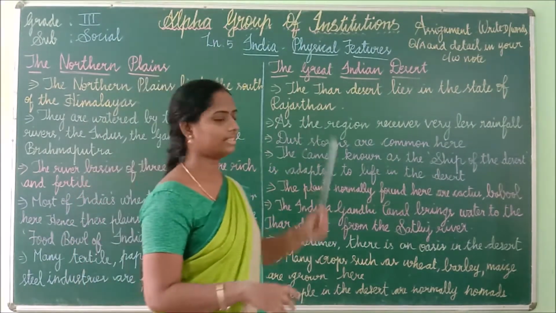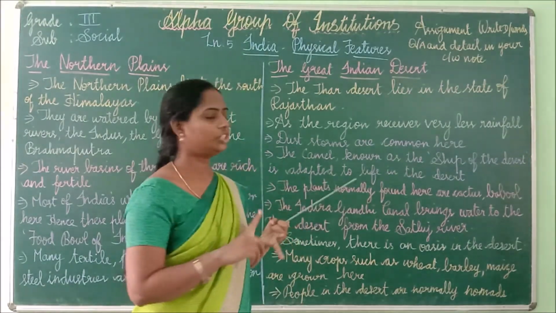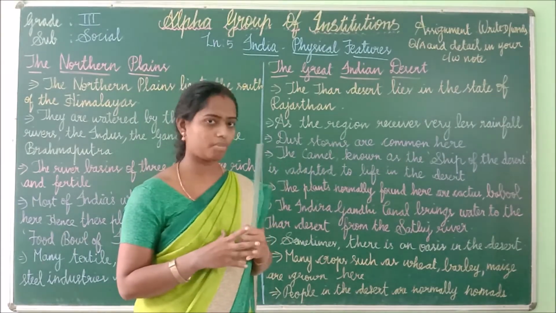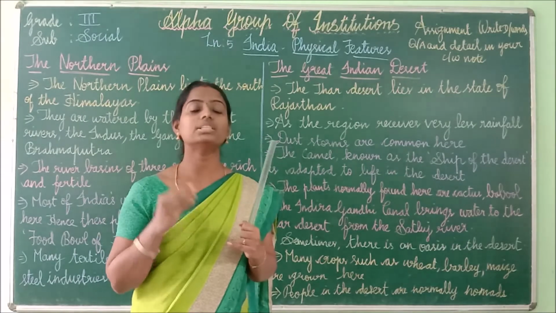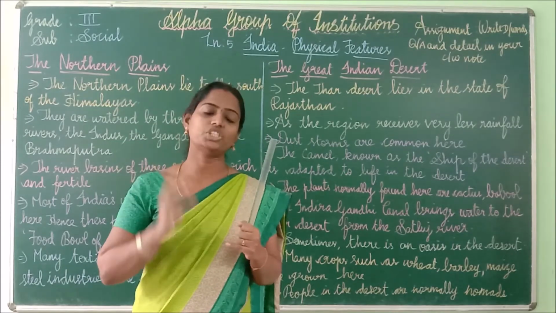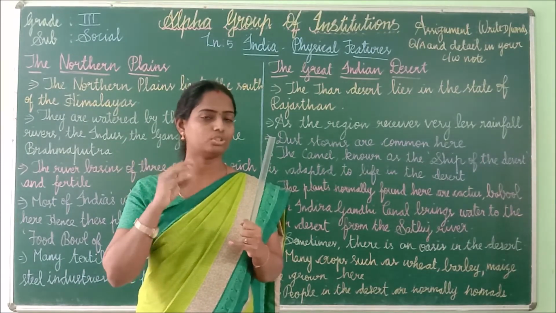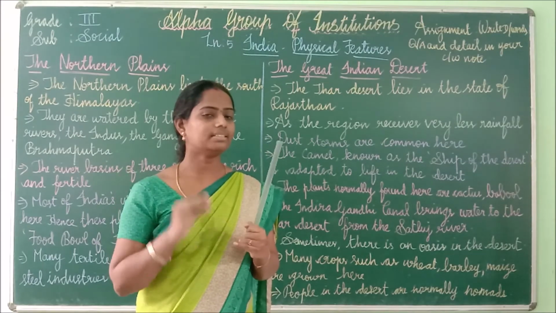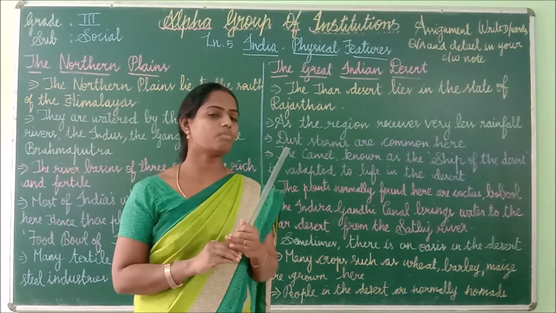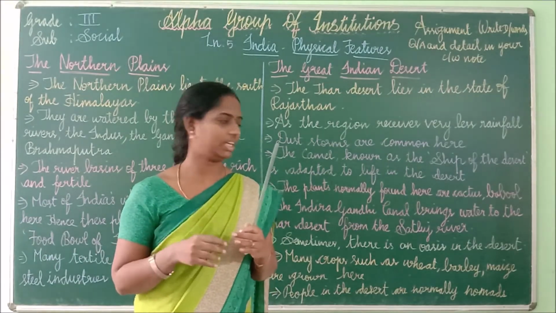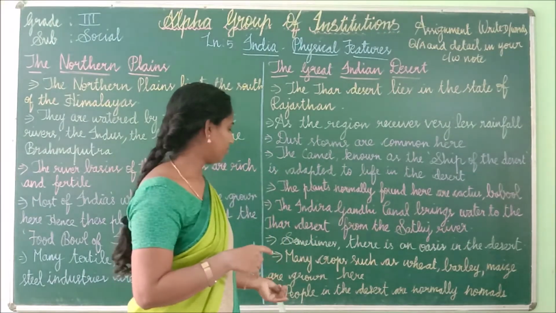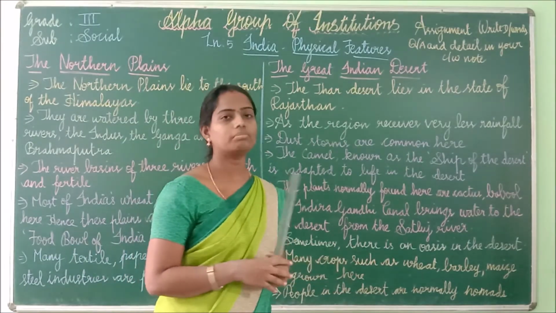The Thar desert lies in the state of Rajasthan, and in this region there is very little rainfall. It is dry, and dust storms are common here. The camel is known as the ship of the desert. The important thing we have to know here is that the camel is known as the ship of the desert because it has adapted to live in the desert. Okay, children. And then sometimes there are oases found in this desert. In that region only date palms will grow, and also some plants such as cactus and bamboo. And many crops such as wheat, barley, maize are also grown here. We normally call people in the desert nomads.